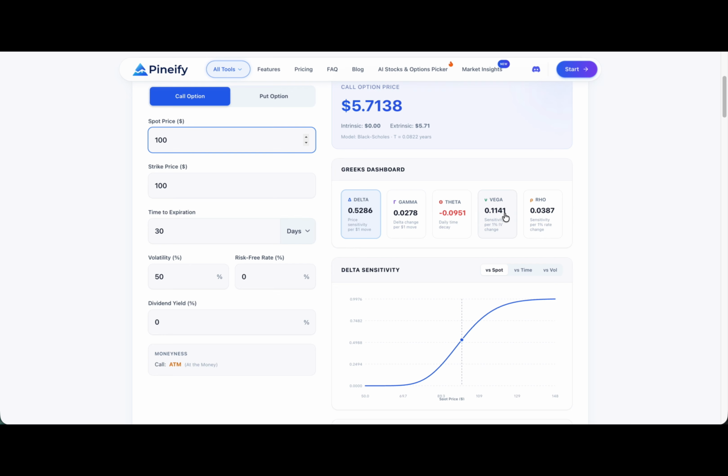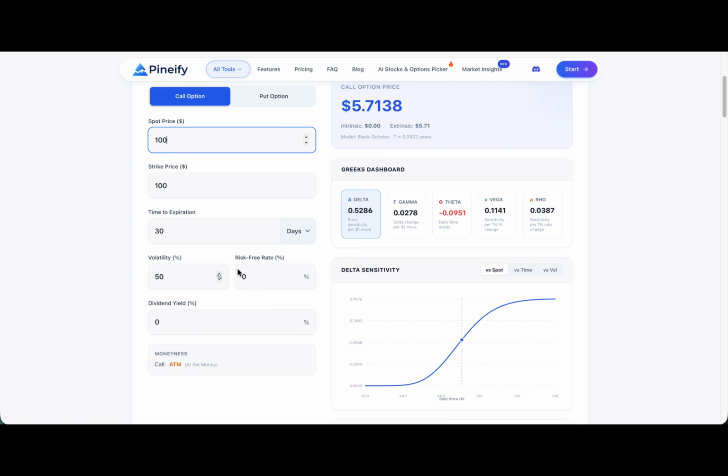And as you can see here, the Vega is very, very slightly lower. But why is that? Because the delta gained more of an effect in the call option price. This reduction in the effect of the Vega is more than offset by the effect of the delta.